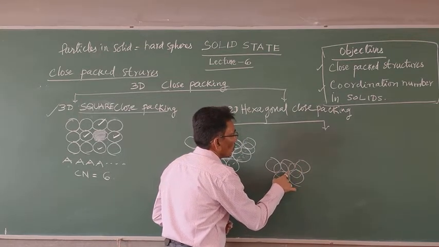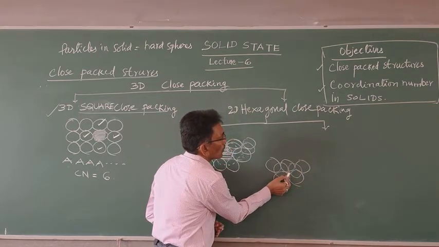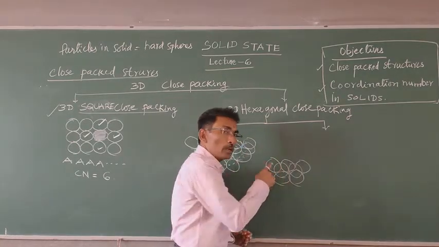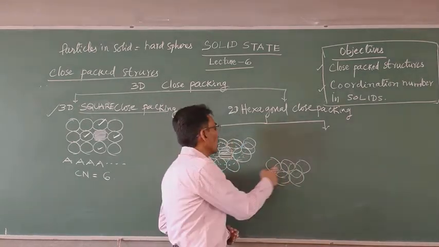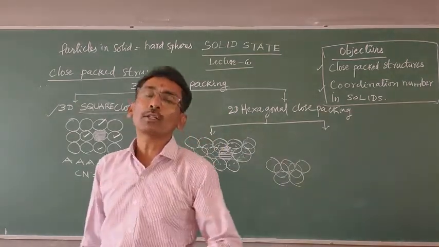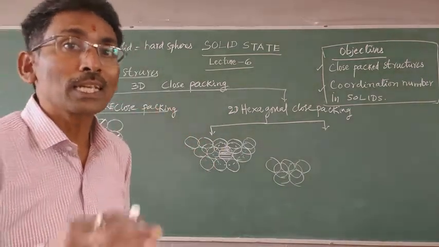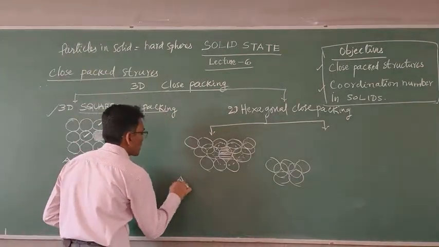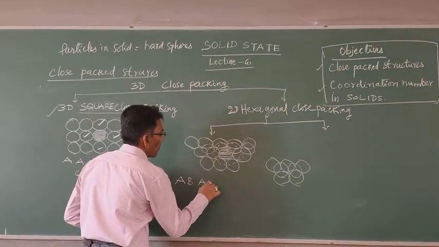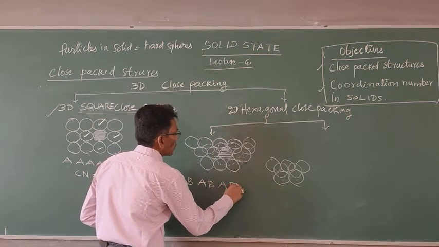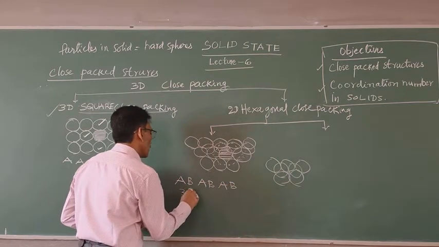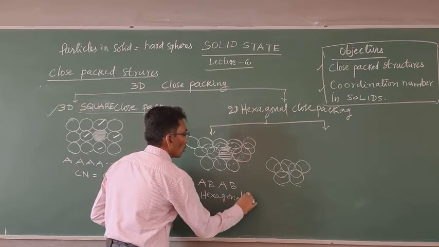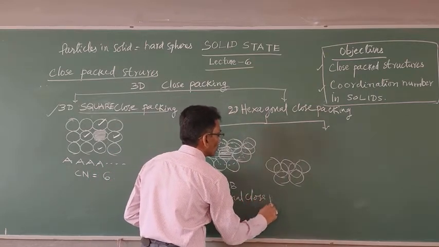This void is not occupied by the particle. This void is occupied by the particle of the adjacent layer. So here all the triangular voids are not completely occupied by the particles in the next layer, and it results in AB type, AB type 3-dimensional hexagonal close packing.